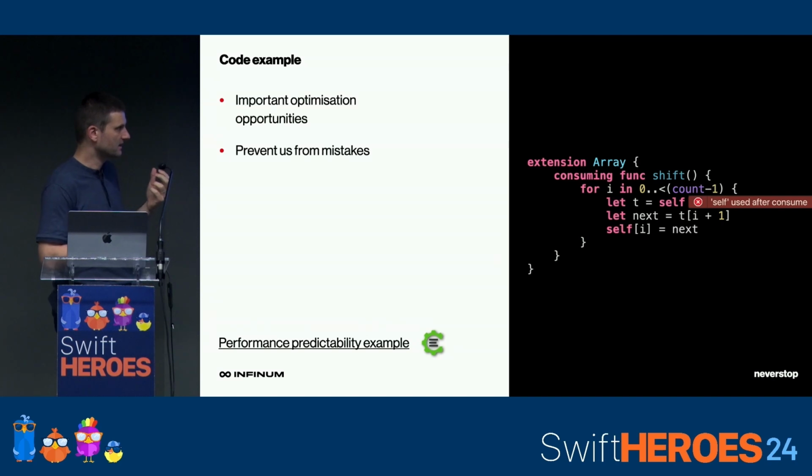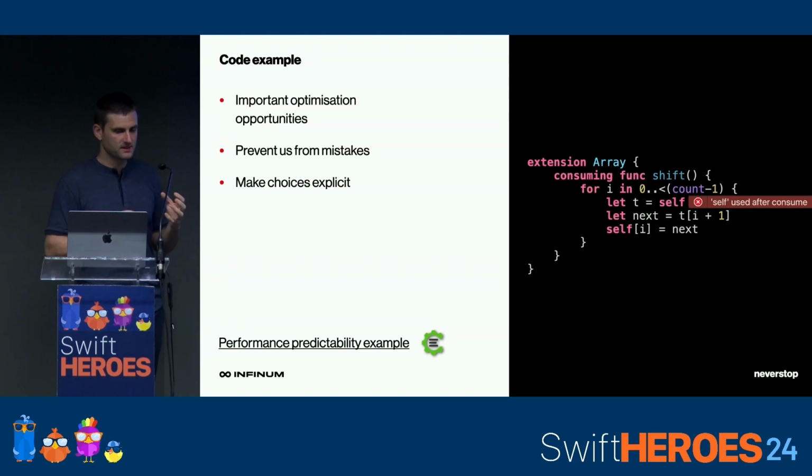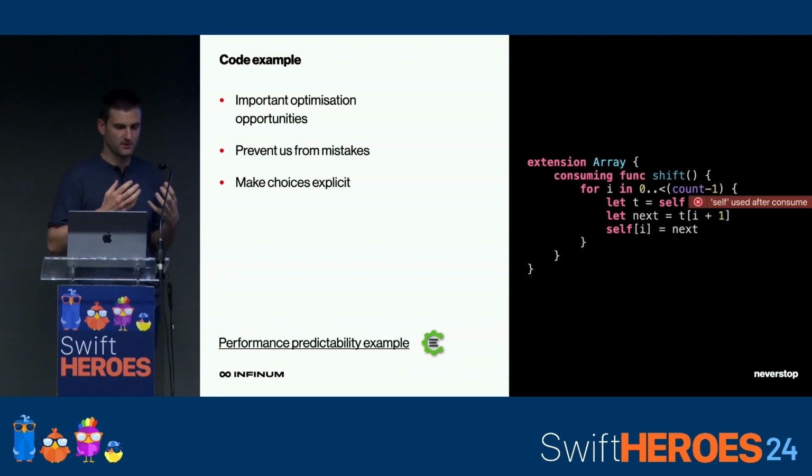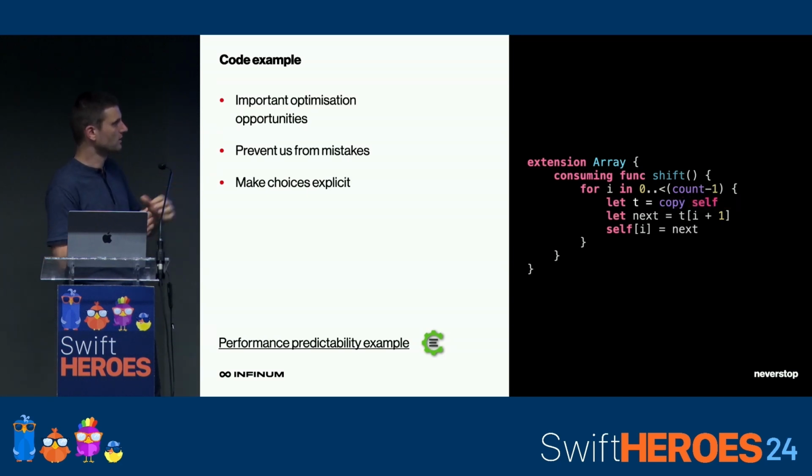So what we will get here is that self cannot be used after consume, because this assignment would produce another copy. And I think this is great because it makes our choices explicit as programmers that are performance aware and that need critical performance. So if you really need to do something here, you can avoid this by doing this copy self. But this is a clear sign that something can go wrong here regarding performance.